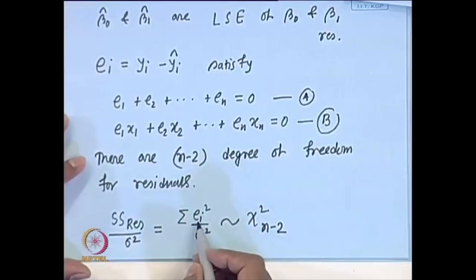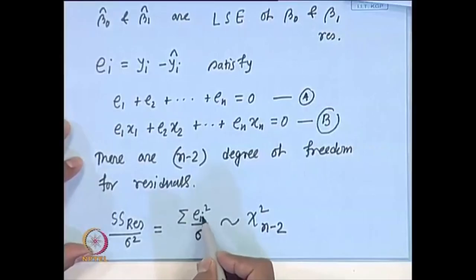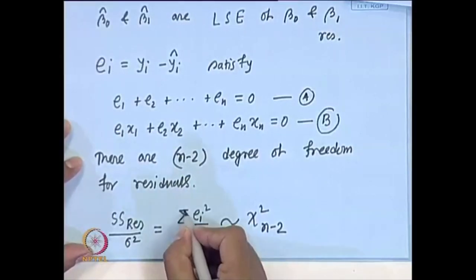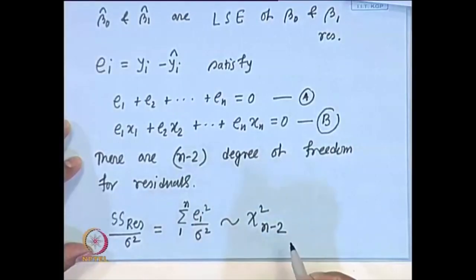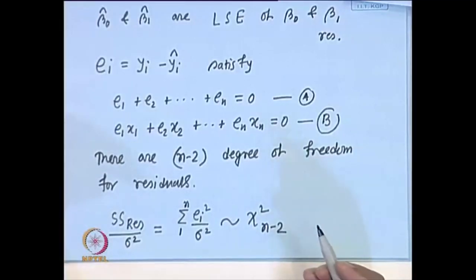If there is no constraint on ei, then this could follow chi square n, but since we have 2 constraints on the residuals, it does not follow chi square n, it follows chi square n minus 2. So, I repeat, we have the freedom of choosing n minus 2 residuals independently, and the remaining 2 residuals have to be chosen in such a way that they satisfy these 2 conditions, summation ei equal to 0 and summation ei xi equal to 0.